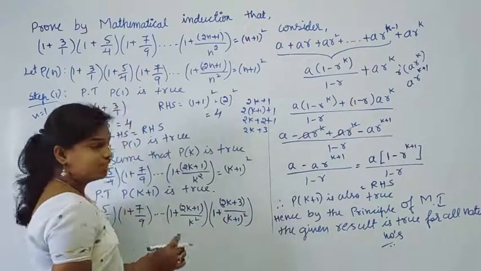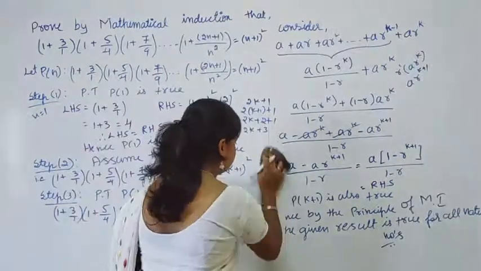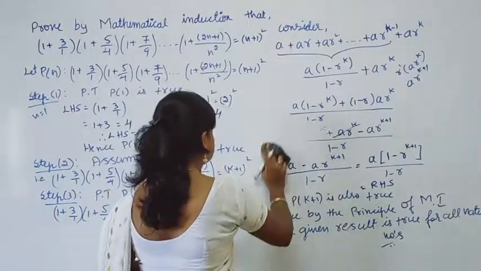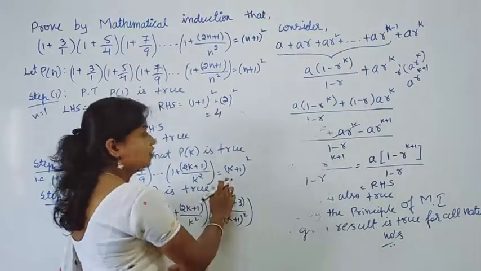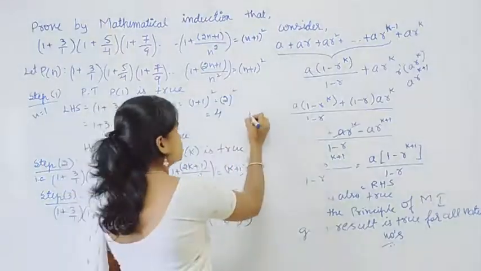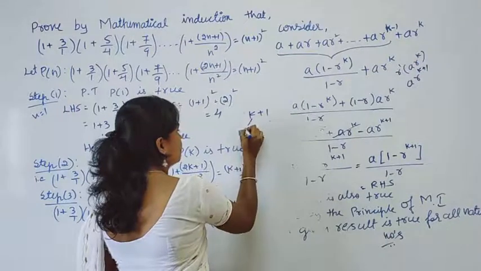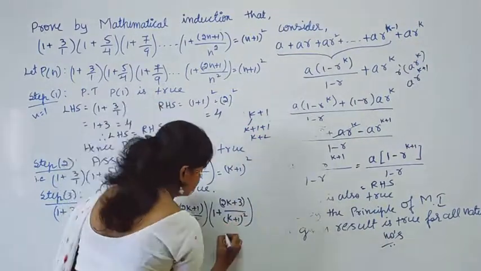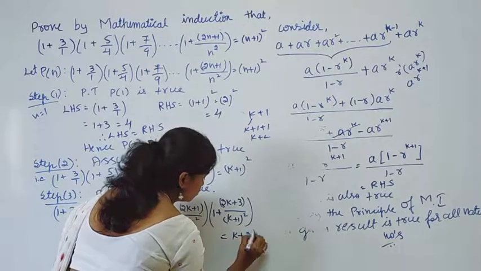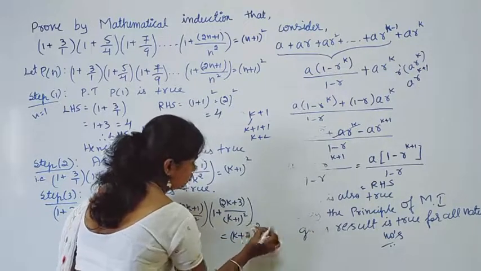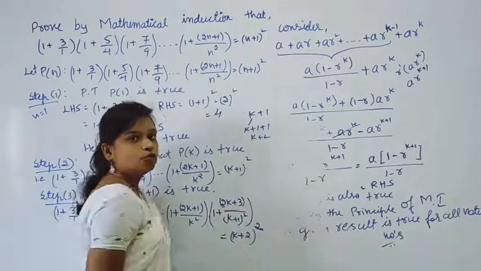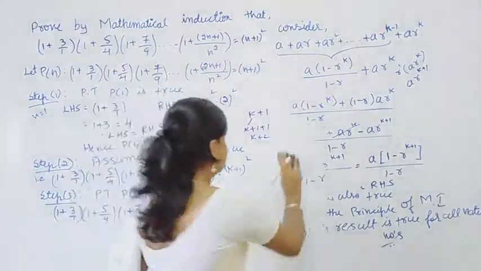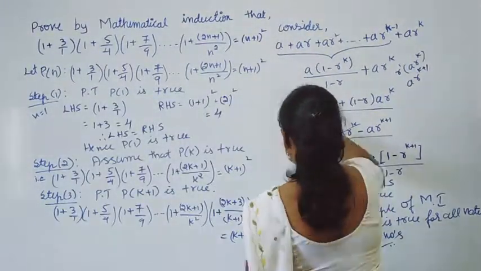This is our LHS. That is equal to what? Here we have k + 1, put k equal to k + 1, so k + 1 becomes k + 2. So that is equal to (k + 2)². We have to prove that this is equal to (k + 2)². Okay. So for that, consider the LHS again.